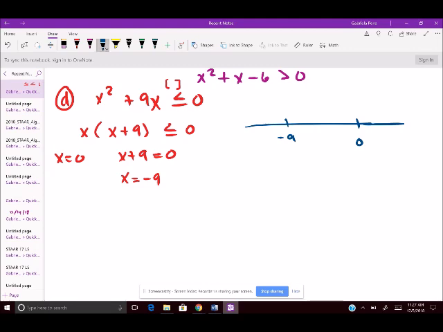Who are my possible answers on top? Negative infinity to -9 with a bracket. From -9 to 0, both of them with brackets. And from bracket 0 to positive infinity. So always remember your infinities involve the parentheses. So which number would you pick between negative infinity and -9? -10. Between -9 and 0? -1 is your smallest. And between 0 and infinity? A 1. And then you check each one.